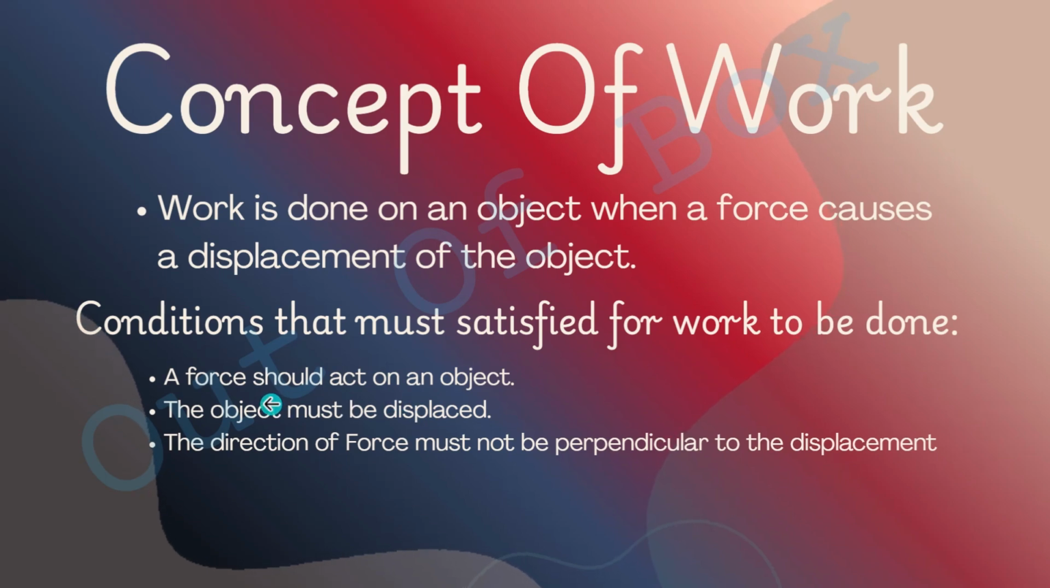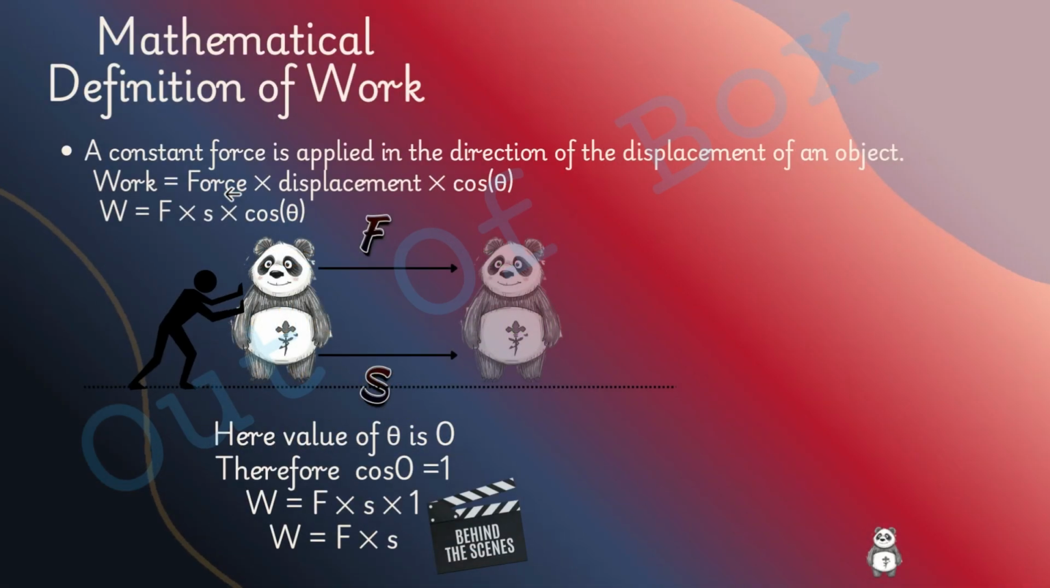So, what are the conditions? A force should act on the object, the object must be displaced, and the direction of the force must not be perpendicular to the displacement. This last point may be confusing to you, but it will soon be very clear. Here is the definition of work: work can be defined as the product of force and displacement.